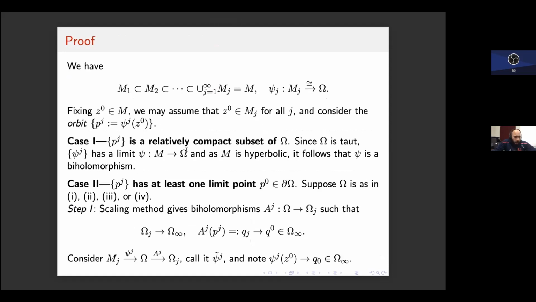So let's recall the setup. We have the exhaustion of M by Mz, and each Mz is biholomorphic to omega. So let's call this biholomorphism Cj. Now let's fix a point Z0. Then Z0 is in Mz for all large Z, but without loss of generality, we'll assume that Z0 is in Mz for all Z. Let's consider the image of this point under the biholomorphism. Let's call it Pz, so Pz is Cj of Z0. We call this the orbit of Z0 under Cj. So there are two cases to be considered. One is when Pz is a relatively compact subset of omega.